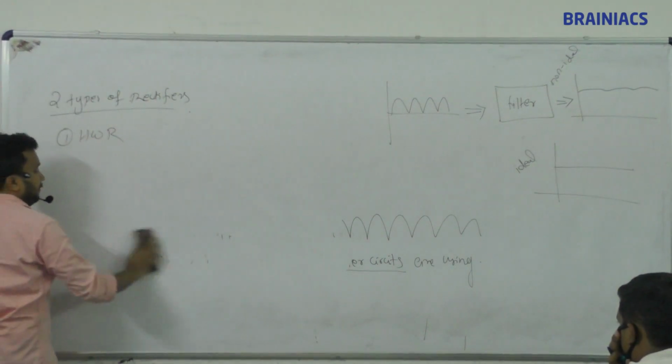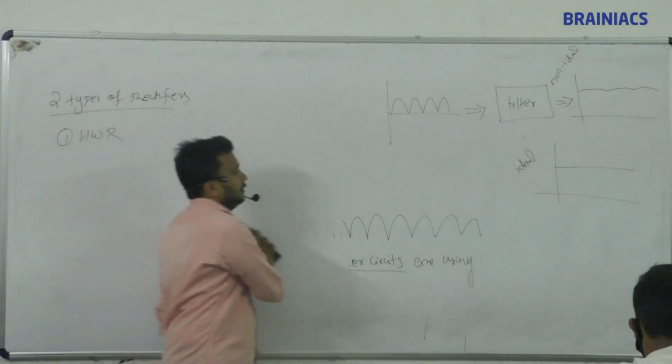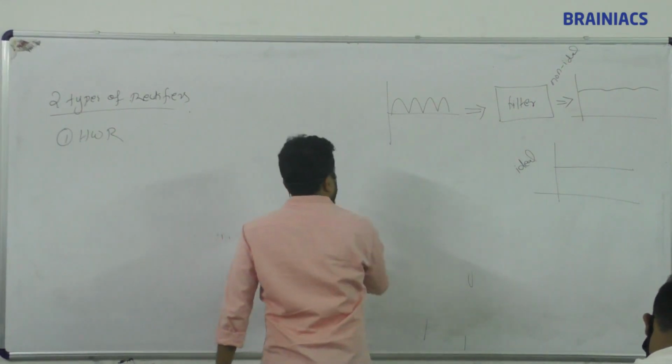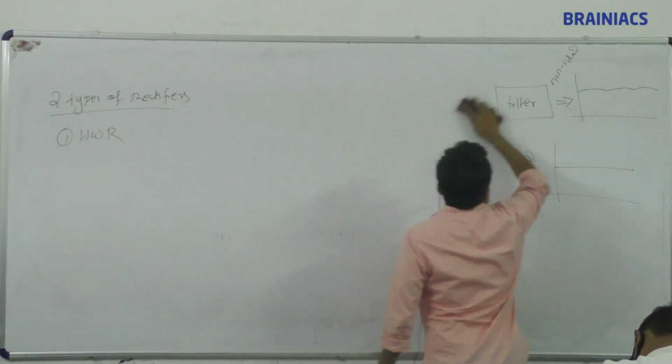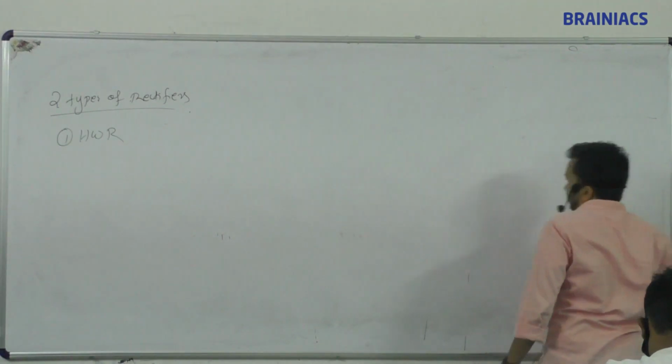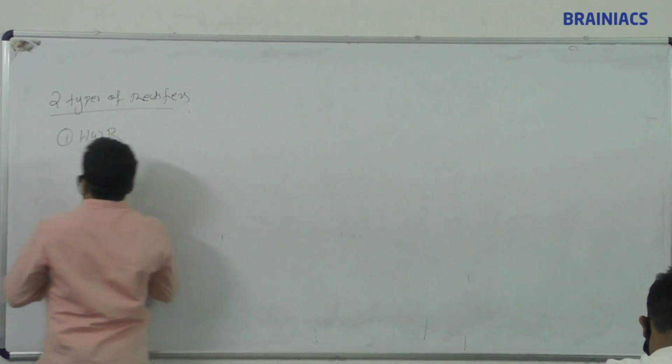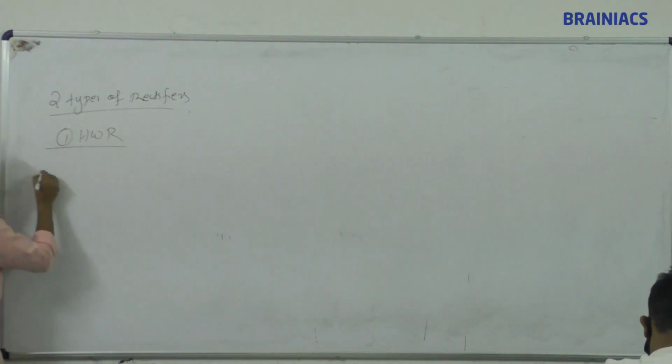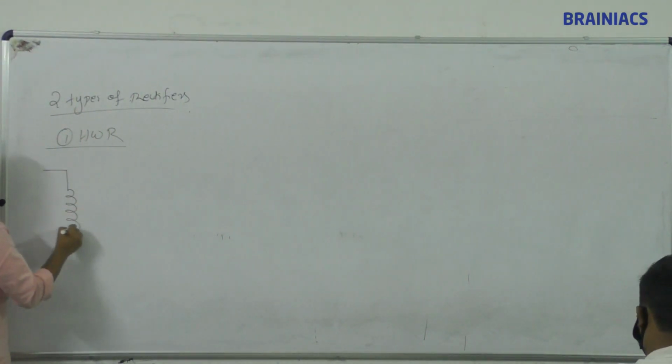First, the half wave rectifier. Write the heading called half wave rectifier. Draw the circuit diagram also for the half wave rectifier.